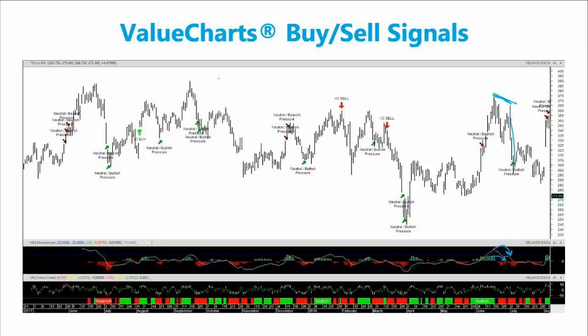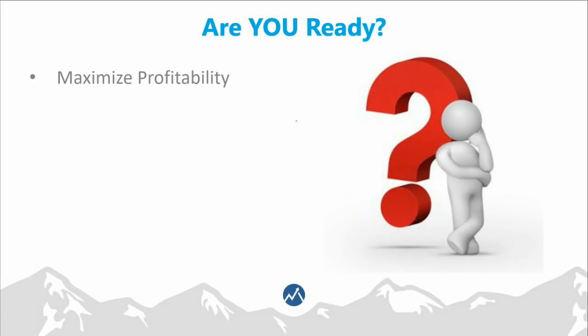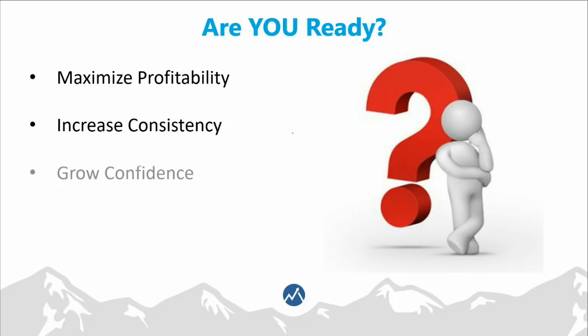Okay, so these are some of the things that are really cool specifically about MetaStock, that we literally do not have any of this on other platforms. So my question for you, can you see how the ValueCharts indicator suite and MQ momentum, when you're combining price action, momentum, and value together, can help to maximize your profitability? It can help to potentially increase your consistency and then grow your confidence because you know you're using tools that have been thoroughly vetted over years and years and years of data.